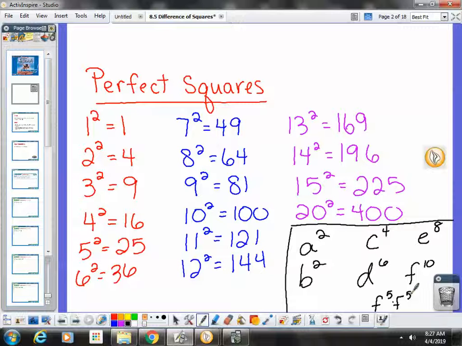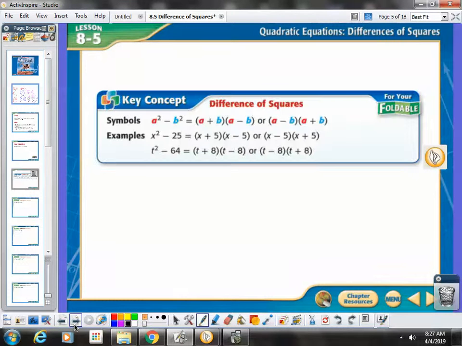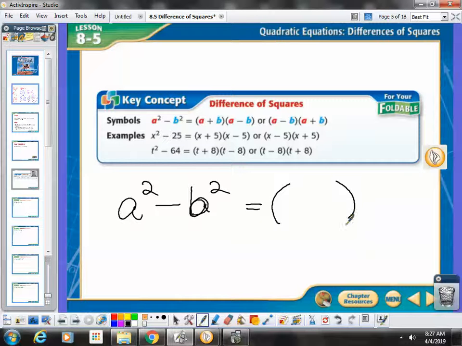Difference of squares basically uses a formula, and I'll show you on the next slide what my formula is. One more. It's right here. You're going to have some kind of perfect square, like a squared, minus some other perfect square, like b squared. A perfect square minus a perfect square. To factor that, what we're going to do is set up two parentheses. One of the parentheses is going to be a minus b, and the other one's going to be a plus b.